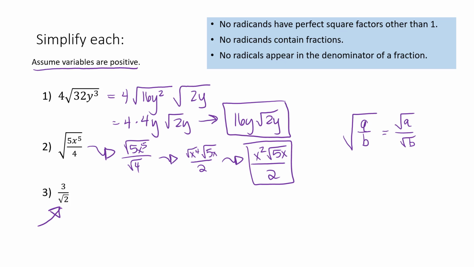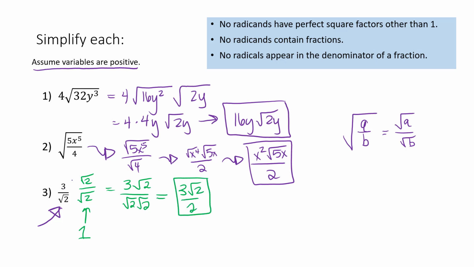For this last one, we cannot have a radical in the denominator, so we're going to do this thing called rationalize the denominator. So the trick here is just to multiply by the right fancy form of 1, which for me is root 2 over 2, the same as 1. So now in the numerator I've got 3 root 2, and in the denominator I've got the square root of 2 times the square root of 2, which of course is just 2. So now I've got 3 root 2 over 2.